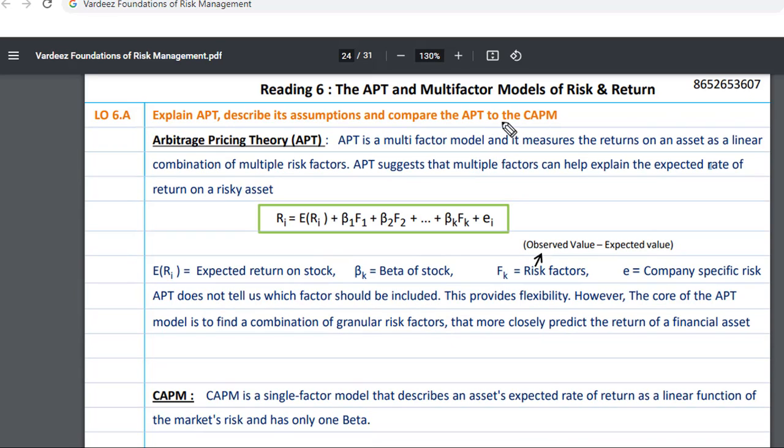Now the learning objective talks about APT: compare the APT to the CAPM. CAPM is a single factor model that describes an asset's expected rate of return as a linear function of the market risk, only the market risk, and has only one beta, that is a market beta. Here we have multiple betas up to K, and multiple factors up to K.